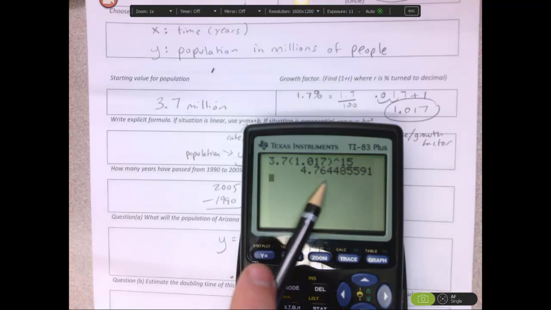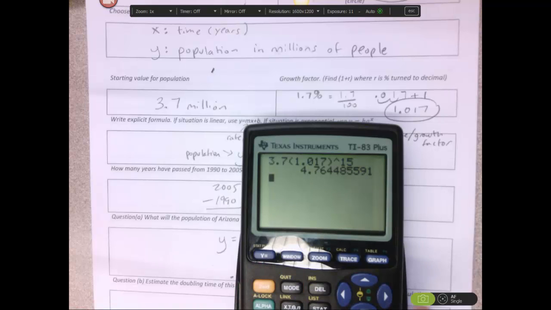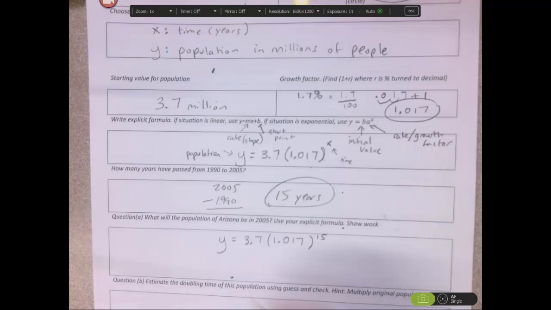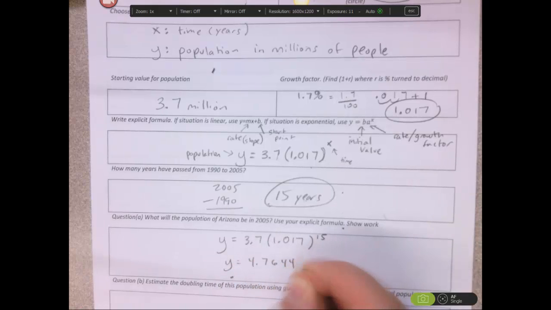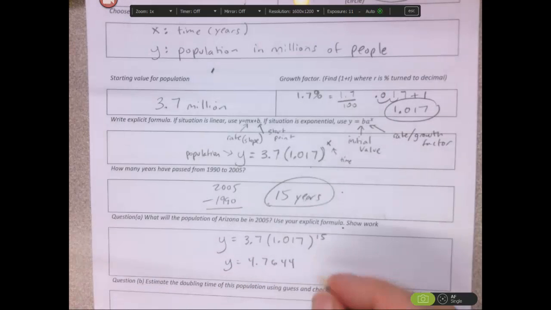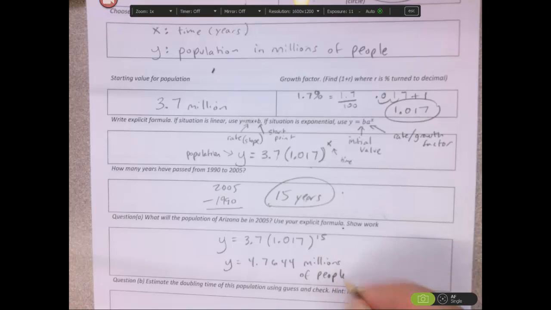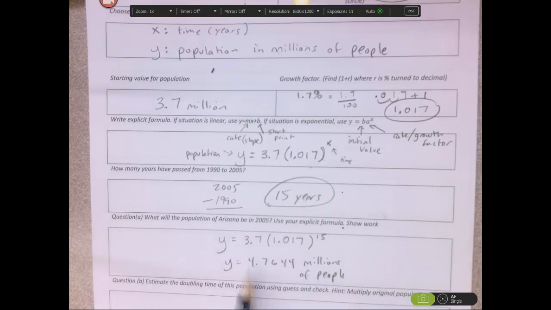I've got 4.7644. So y equals 4.7644. And that's in millions of people. Okay, I mean, that may not seem like a lot, but when you look at this, this is about 1 million more people in Arizona.